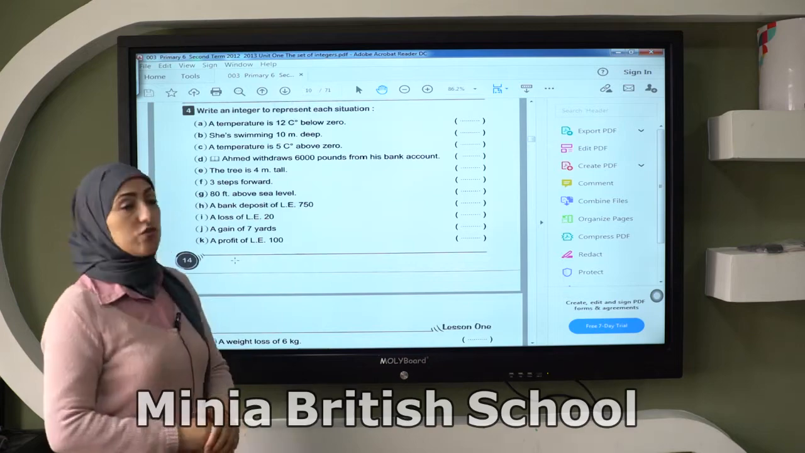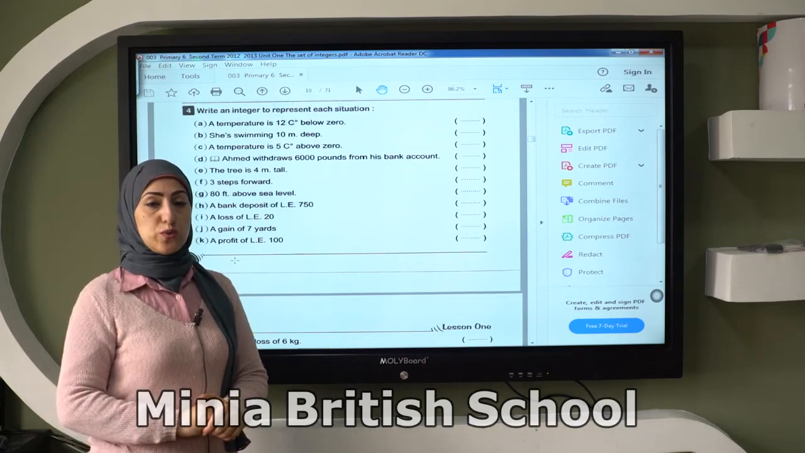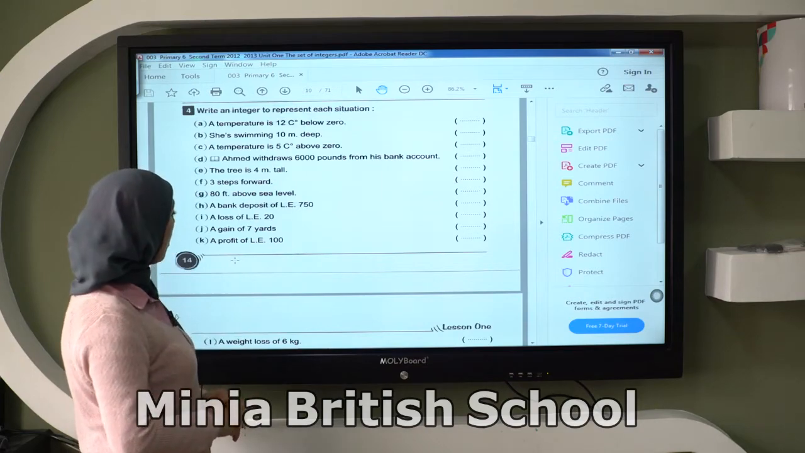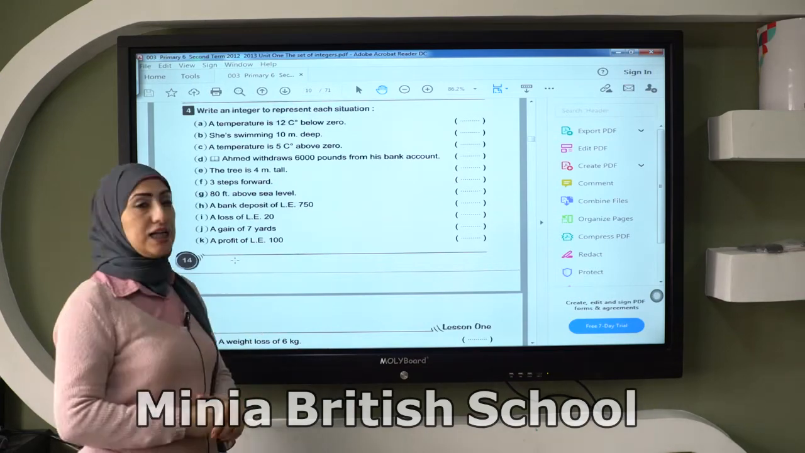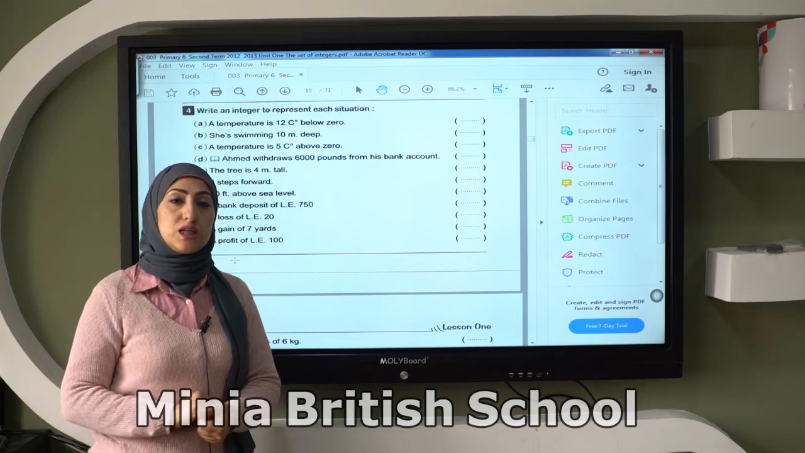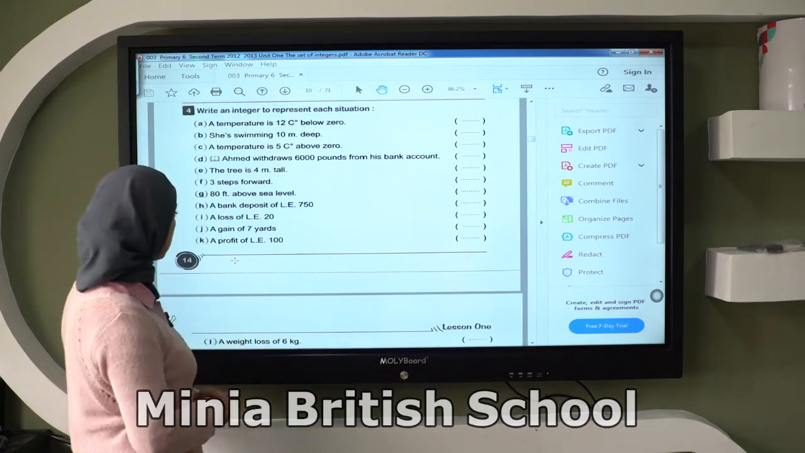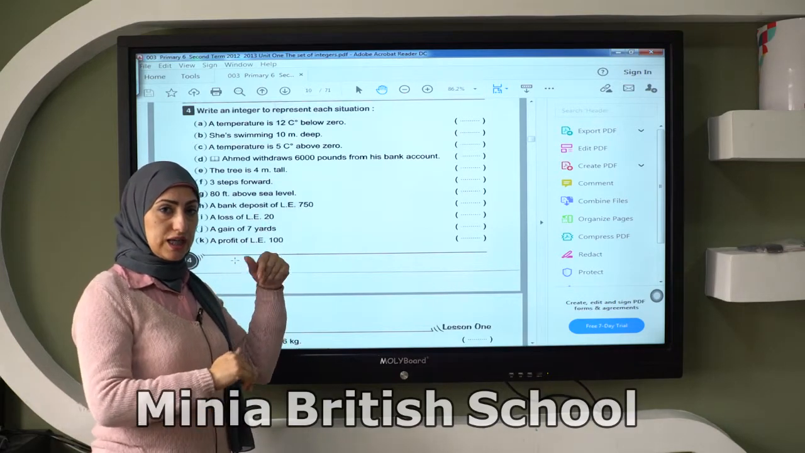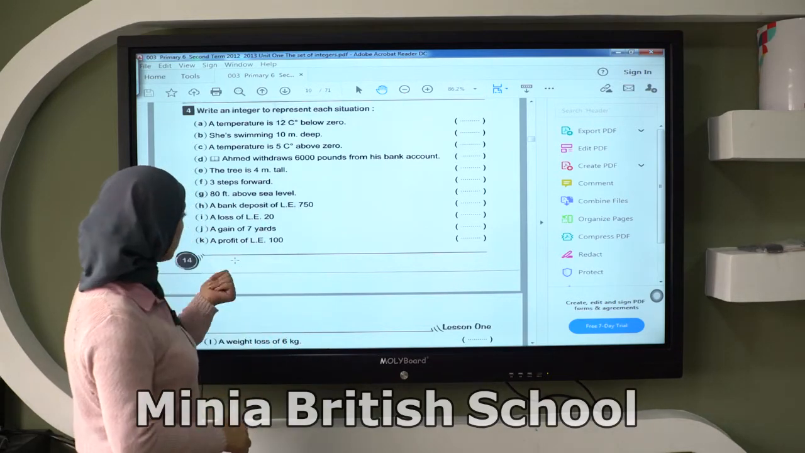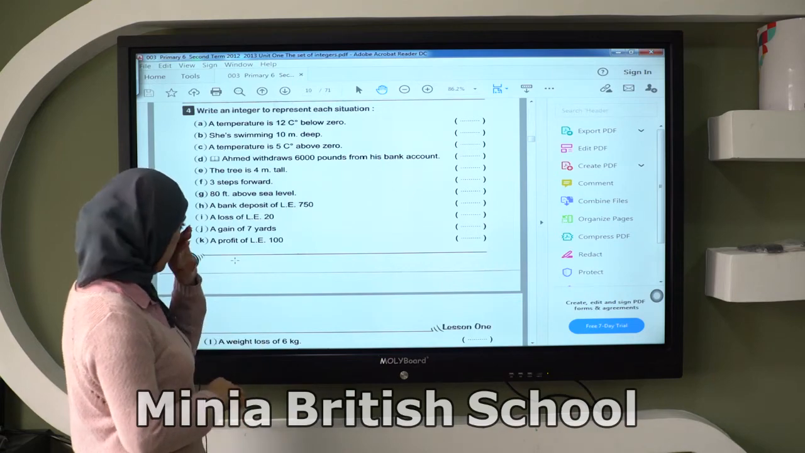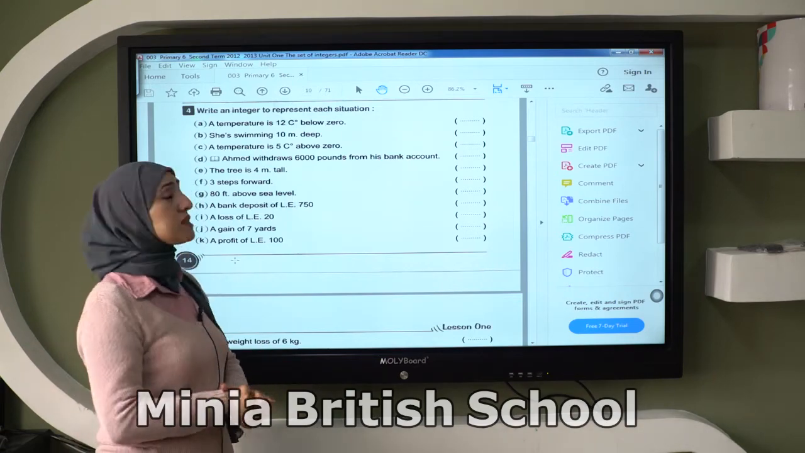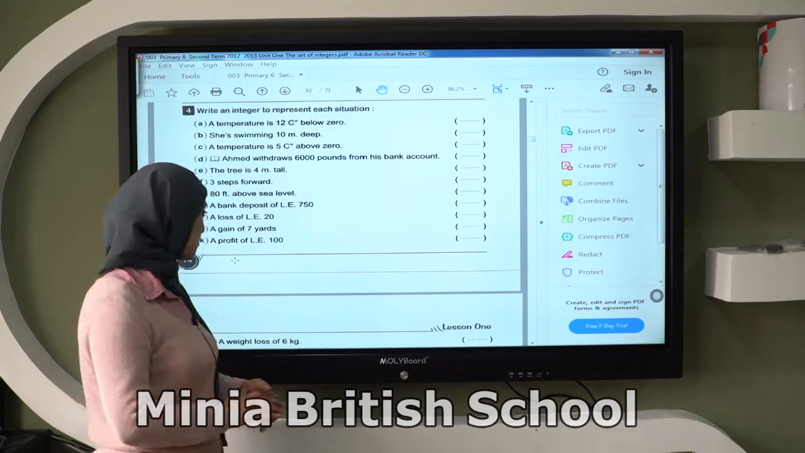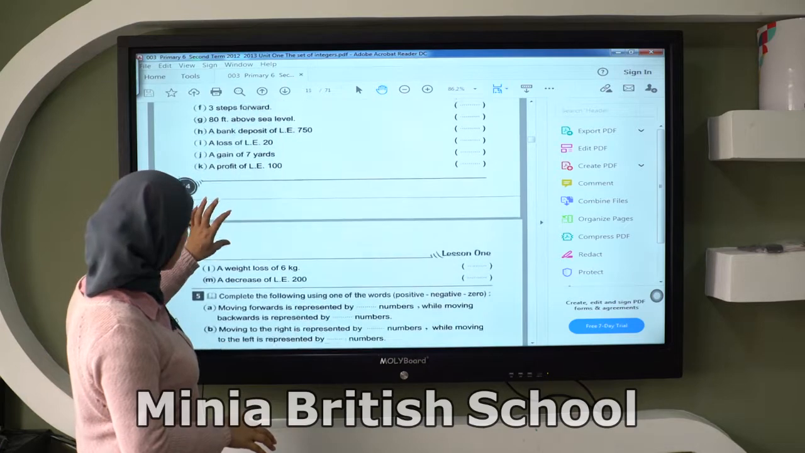A loss of 20 pounds. Loss of 20 pounds, it means negative, right? A gain of 7 yards. A gain of 7 yards means 7 as it is. Gain is the opposite of loss. Gain and loss, okay? A profit of 10 pounds, it's also positive, okay? Profit, always positive.